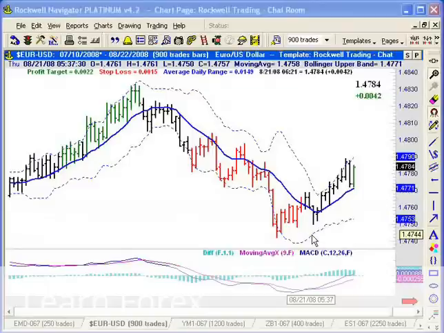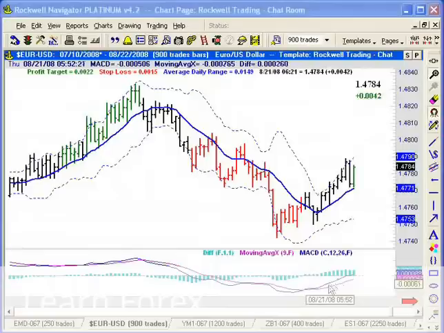Again, we're using the MACD to identify the direction of the market, and here's how we do it. We identify an uptrend when the MACD is above the zero line and above its moving average. So here in my charting software, it means that the MACD, represented here by the blue line, is above the zero line and above the purple line, which is its moving average.